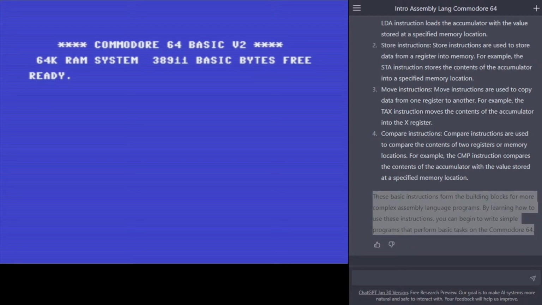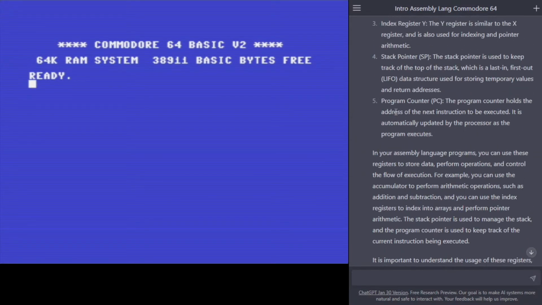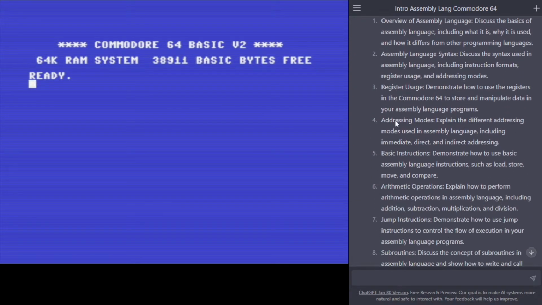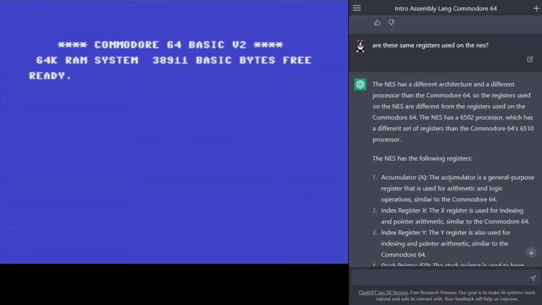These basic instructions form the building blocks for more complex assembly language programs. By learning how to use these instructions, you can begin to write simple programs that perform basic tasks on the Commodore 64. Okay. Arithmetic. I was actually just talking about that even. Looks like she'll be explaining a bit of arithmetic to us.